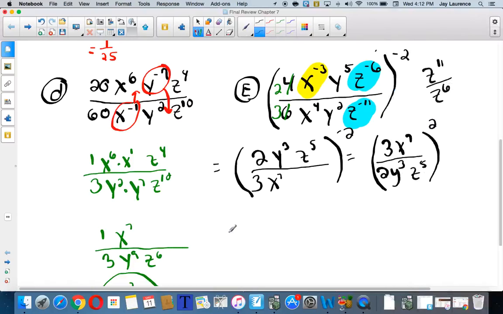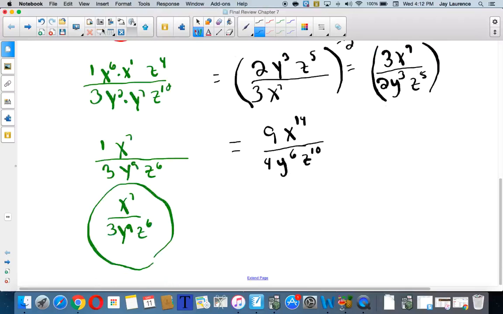All right. So now I'm going to square everything. 3 squared is 9. X to the 7th times x to the 7th is x to the 14th. 2 squared is 4. Y cubed times y cubed is y to the 6th. And z to the 5th times z to the 5th is z to the 10th. And there you go. There it is.